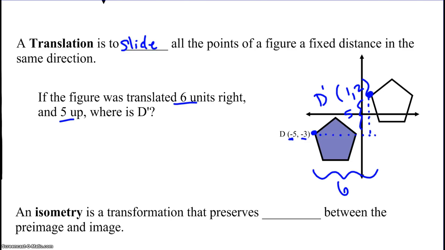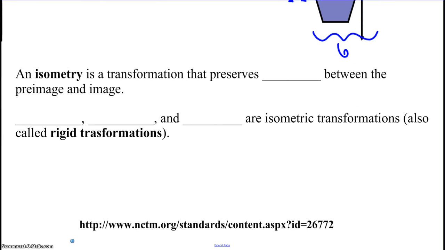An isometry. It sounds like a hard word. It's really not. An isometry is a transformation that preserves distance between the pre-image and the image.